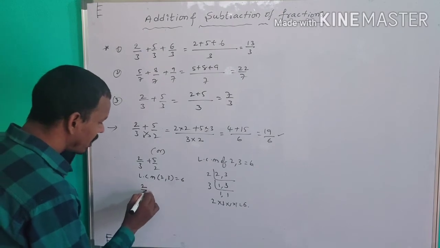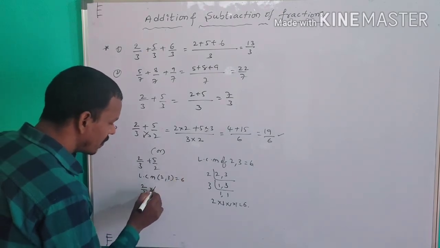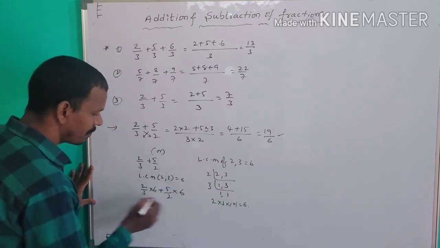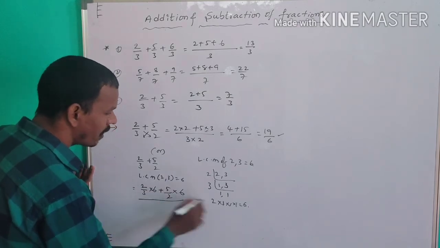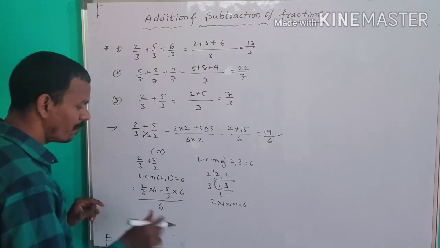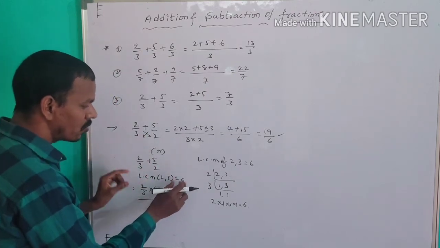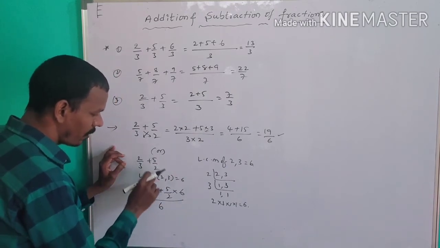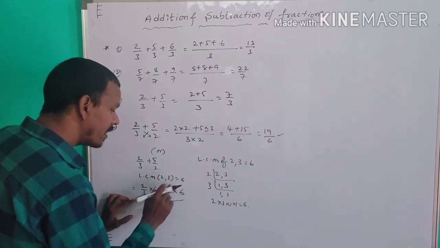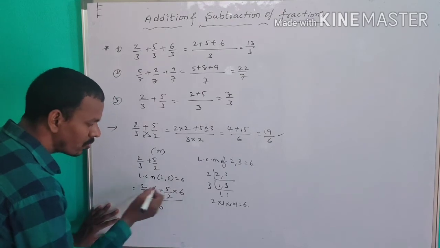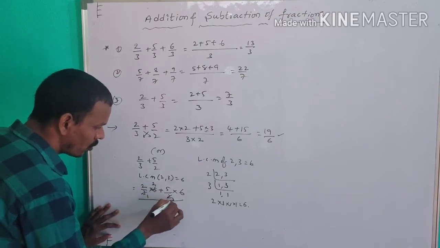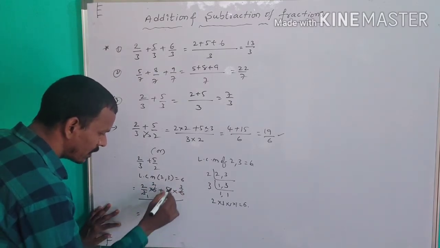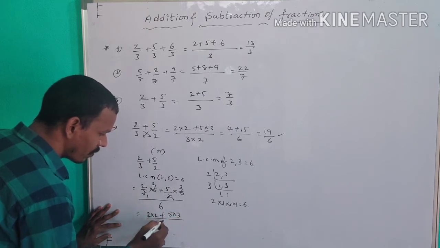Each fraction is multiplied by the LCM: 2 by 3 into 6 plus 5 by 2 into 6, and divided by the LCM again, 6. Now is there any cancellation? You must cancel: 3 ones are 3, 2 ones are 2. So we get 2 into 2 plus 5 into 3 by 6.